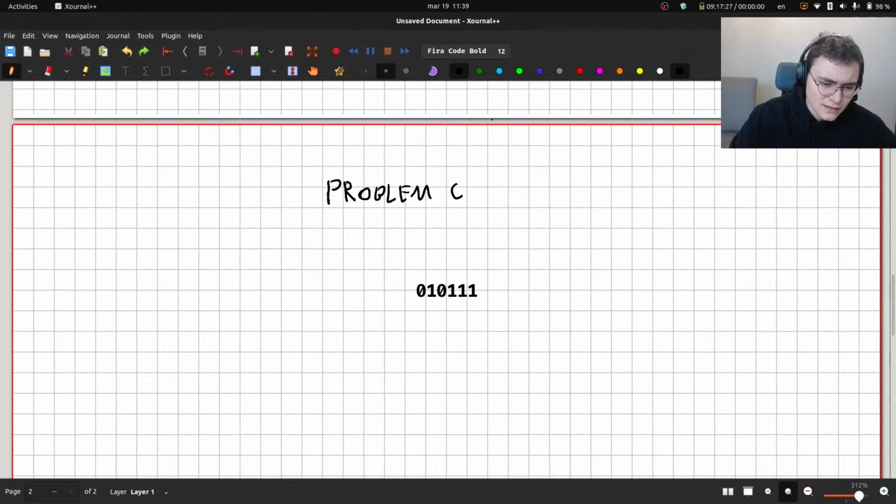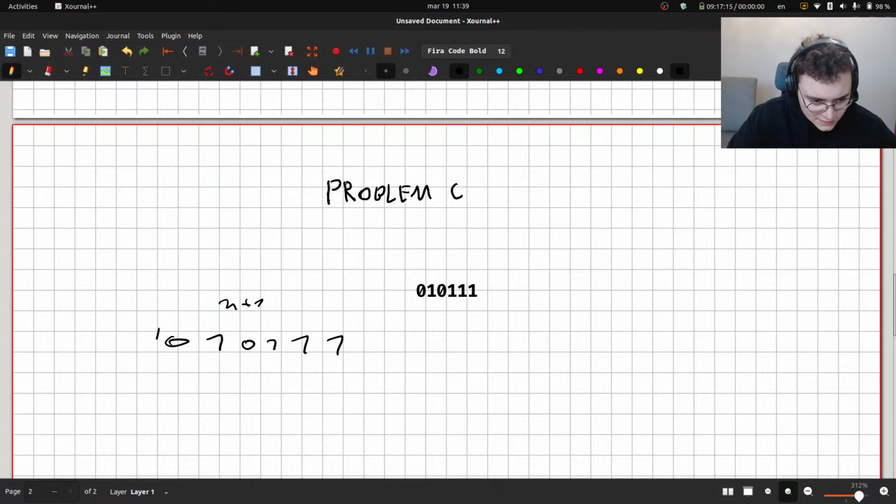Let me draw it. 0, 1, 0, 1, 1, 1. And we want to divide it at some point. We have n plus 1 possible dividing points, because we can divide here, here, here, here, here, and here. So we want to divide it at some point.